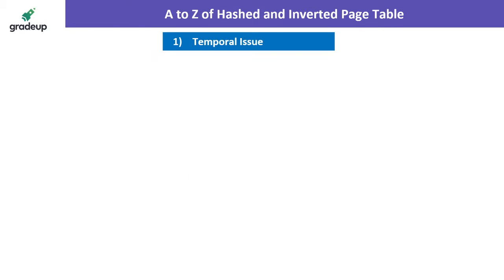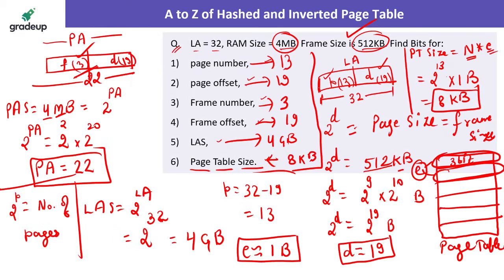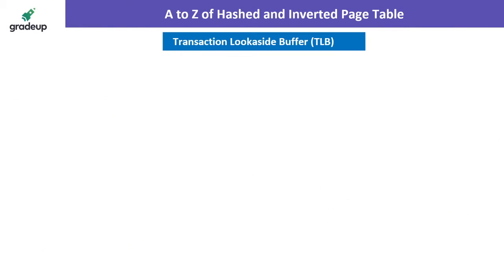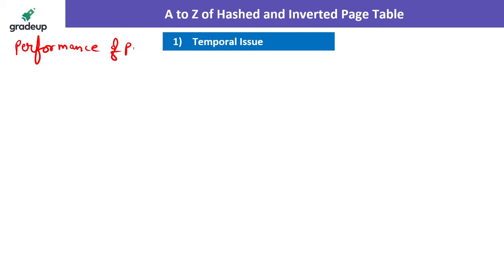Now we see the issues of paging. So we have two types of issue, temporal issue and spatial issue. You can say performance of paging. Performance of paging, we will see the two issues.